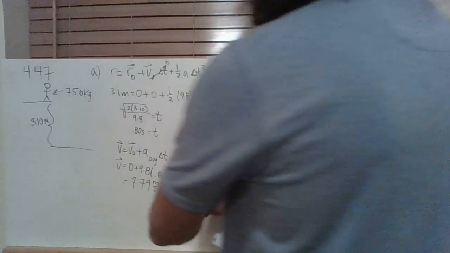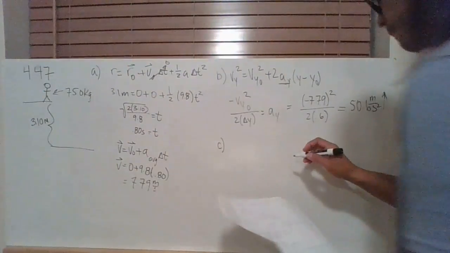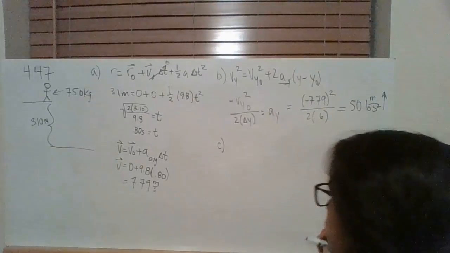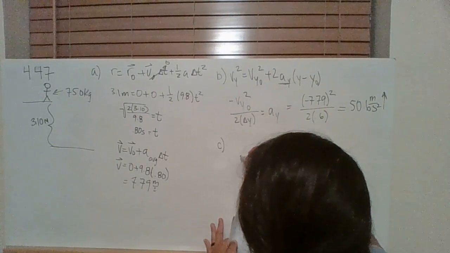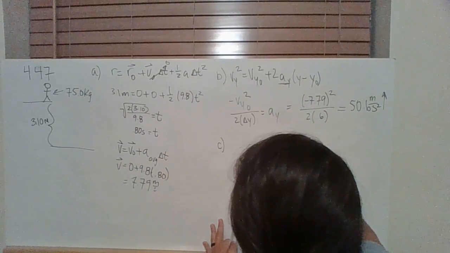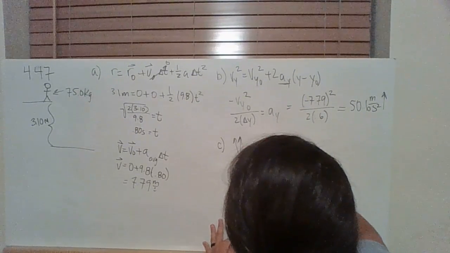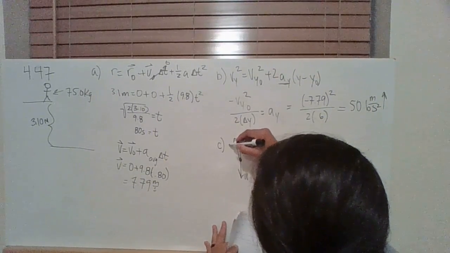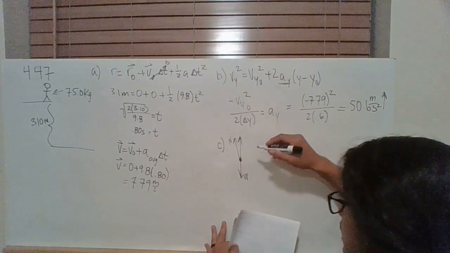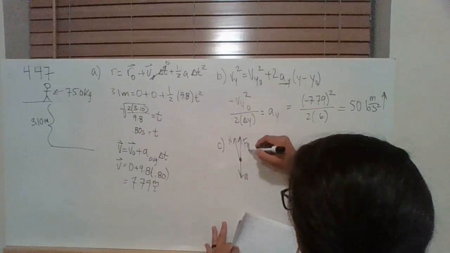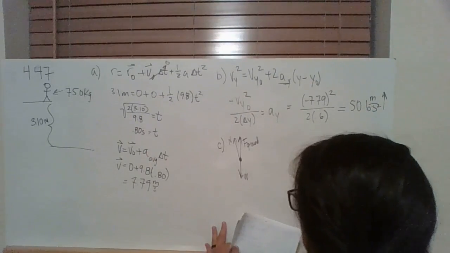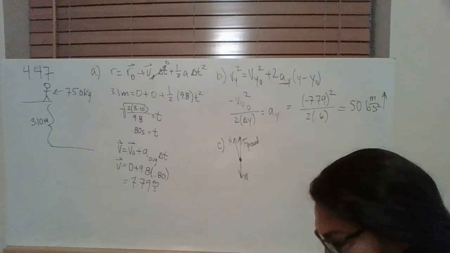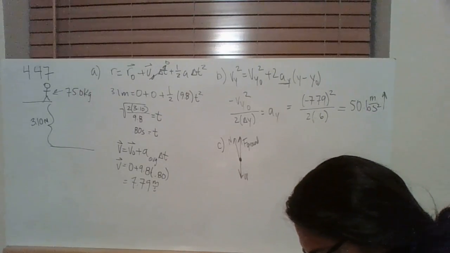Alright, and now part C. We've got to draw the free body diagram. This one's a little tricky to solve. We have his weight going down. We have normal force, which is opposing the weight, and then also we have the force of the ground acting on his feet. So we need to find the force on his feet.